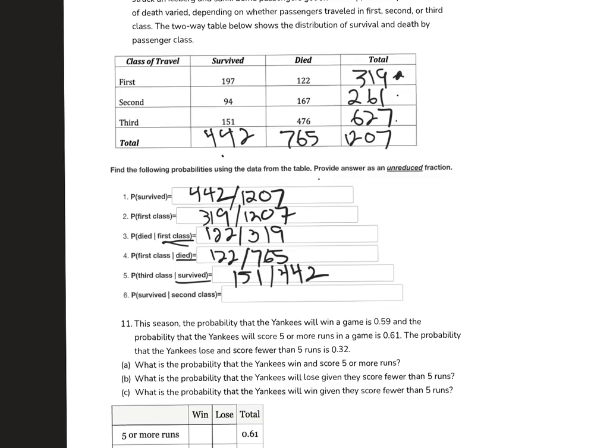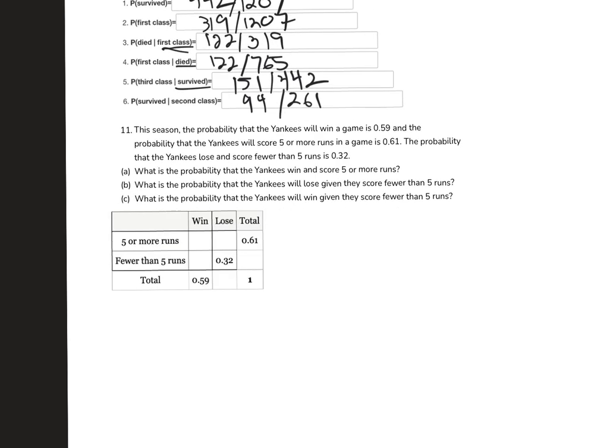If I now say out of all the people who were second class, which would be 261 people, of those, the number that survived, 94. And what that means is that the probability a randomly selected person from second class survived is 94 out of 261. Okay, continuing with probability.